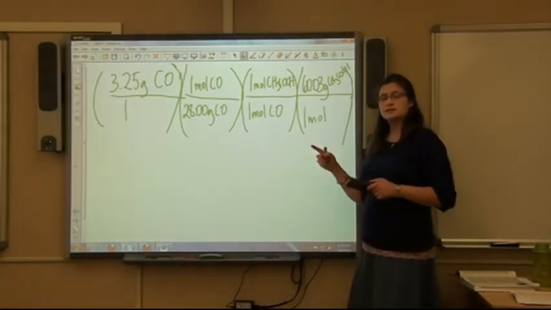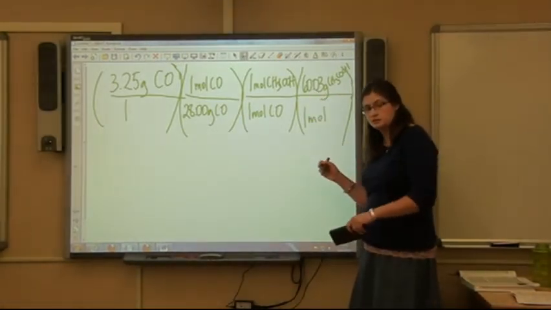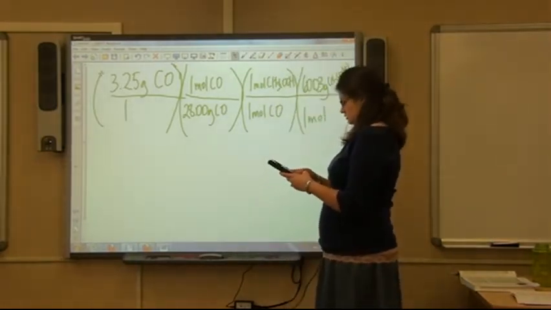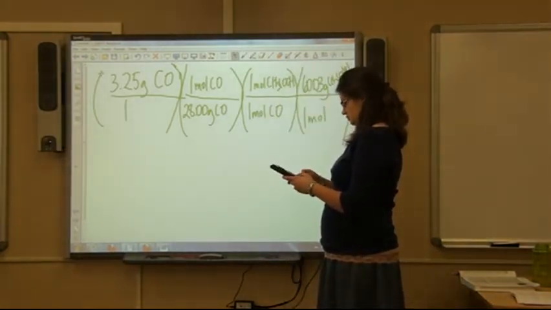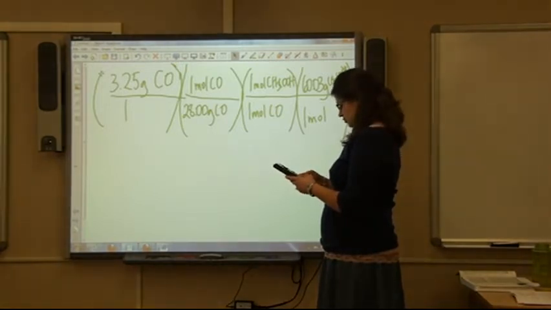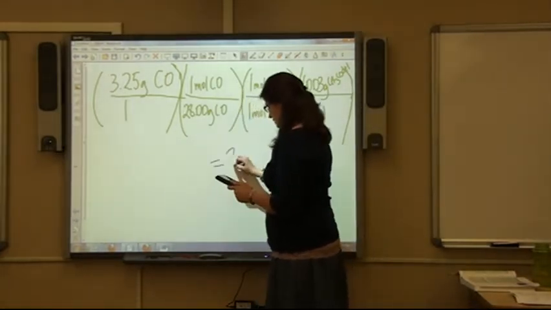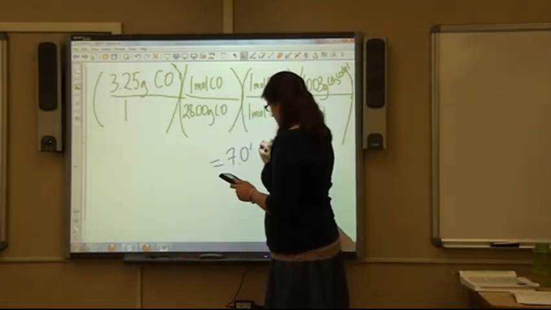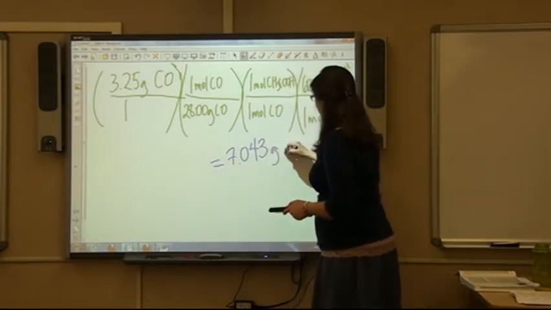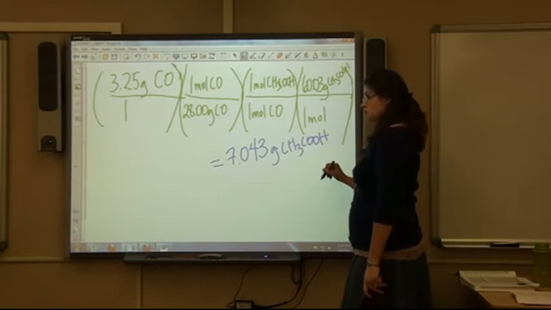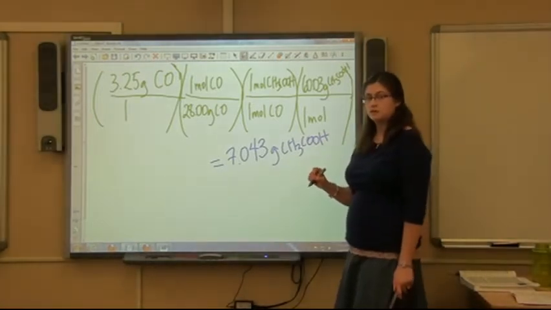This molecular weight is the same as you calculated on the last screen. Okay, so this answer then is going to be times 60.03 divided by 28. The answer is 7.043 grams of CH3COOH. How many sig figs should I have? 3.